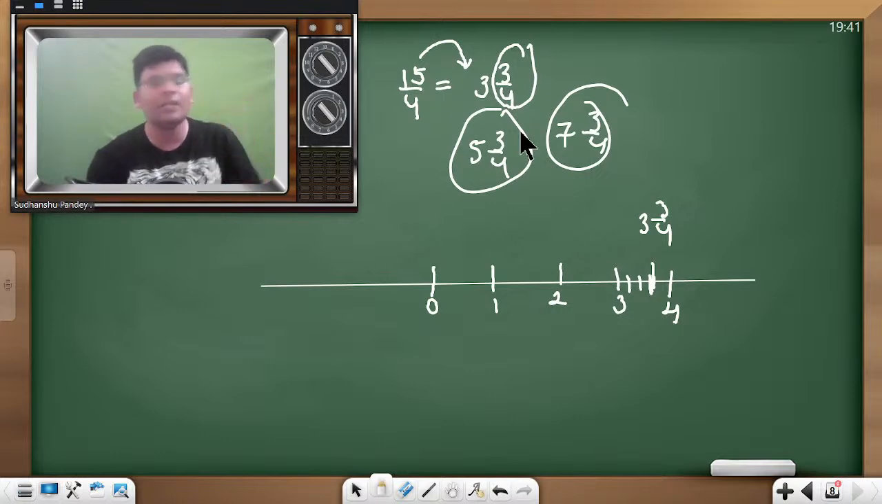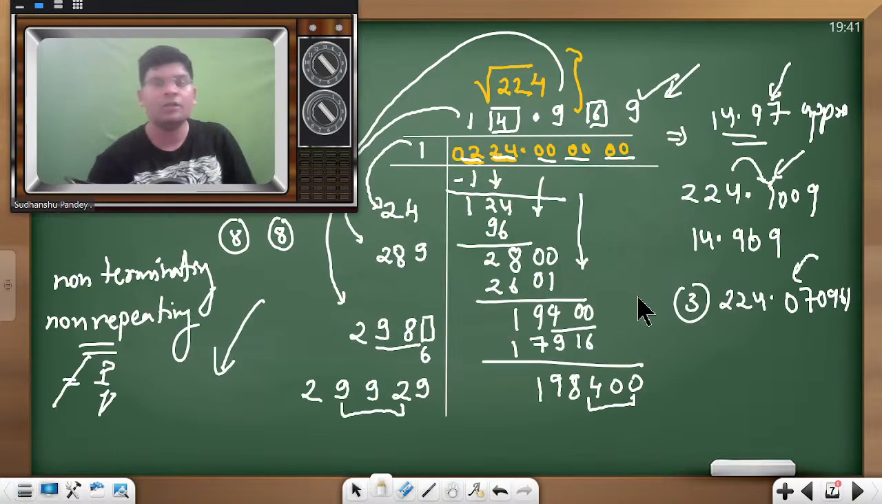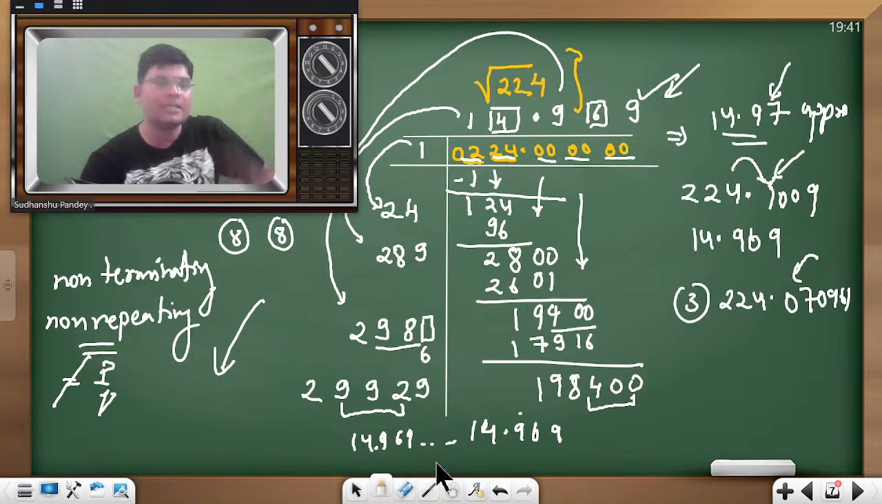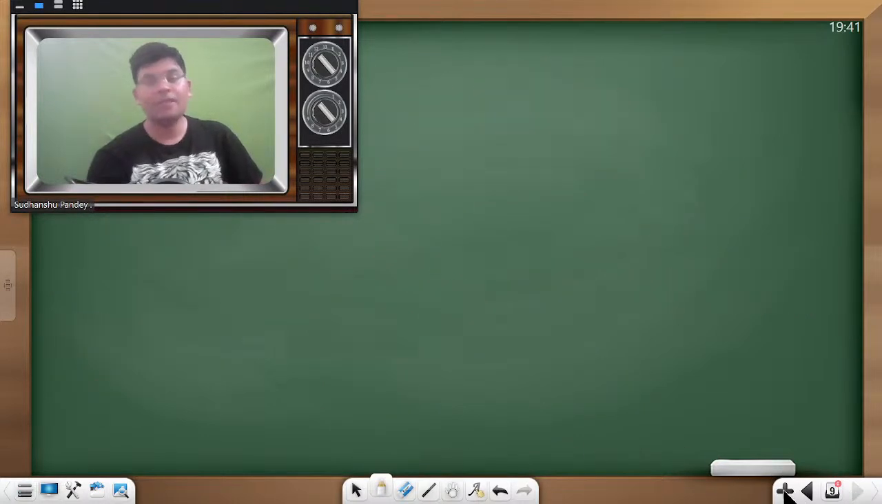Irrational number cannot be written in the form of P by Q. That means equal division is not possible. Exact value is also not possible. Suppose in the previous question, 224.00, if you need to find the square root of that. So what was the square root? It was 14.969, and it will keep on going. So how are you going to represent it? It is difficult. So there is a process, and please understand that process.